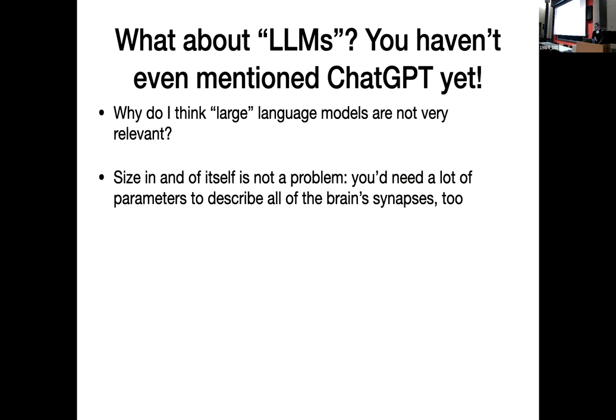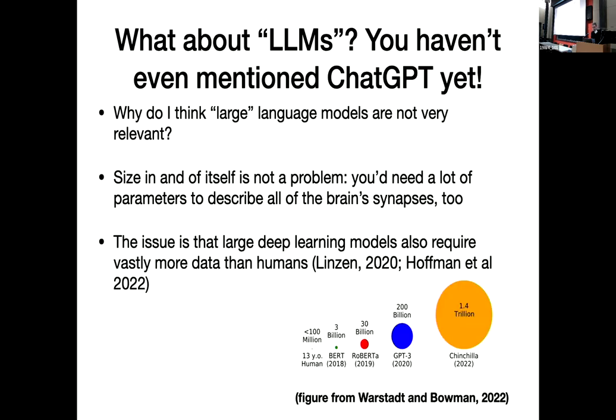First of all, size in and of itself is not an issue. You'd also need a lot of parameters to describe the brain, and that's fine. The issue is that these very large language models, at least in the current deep learning paradigm, also require a lot more data than humans. You can't train an enormous language model on a small amount of data. We have evidence in machine learning that it's not going to lead to successful training of the model. So the model that Ishita mentioned is trained on 1.4 trillion words, which is many, many orders of magnitude more than the amount of data that a child might be exposed to in acquisition.